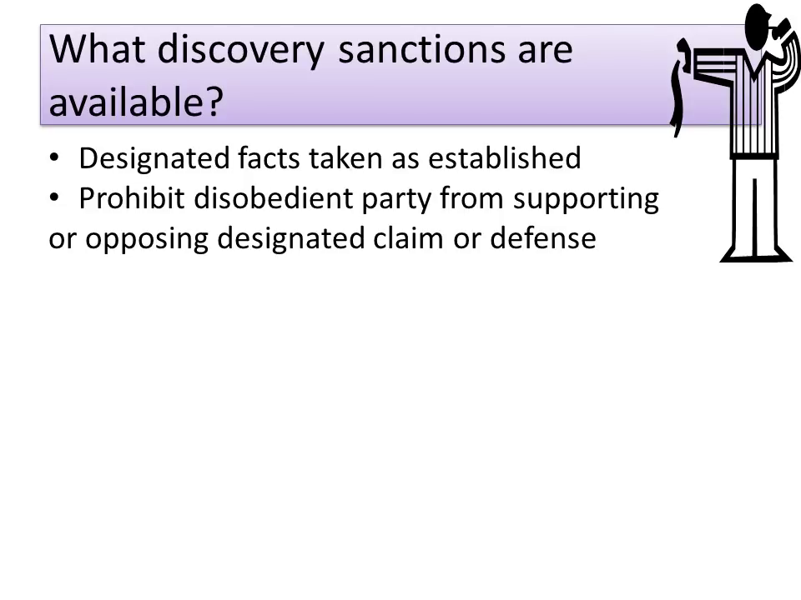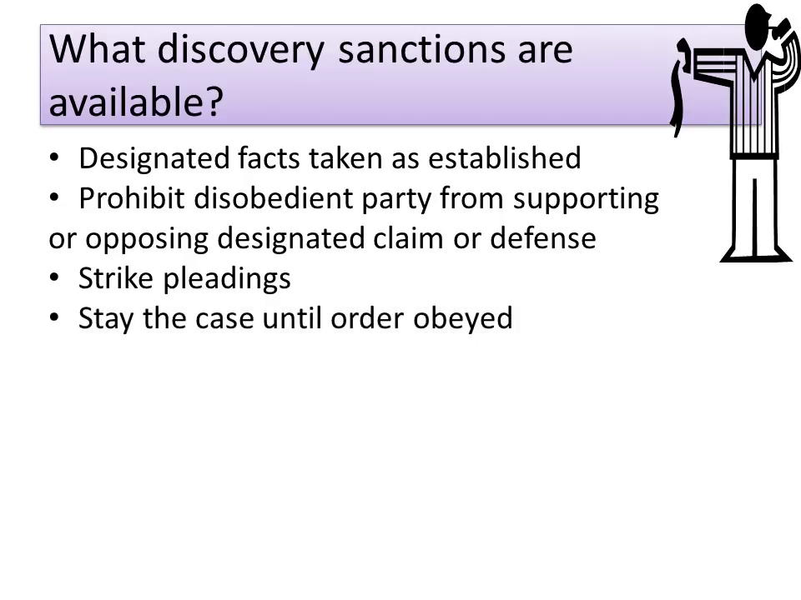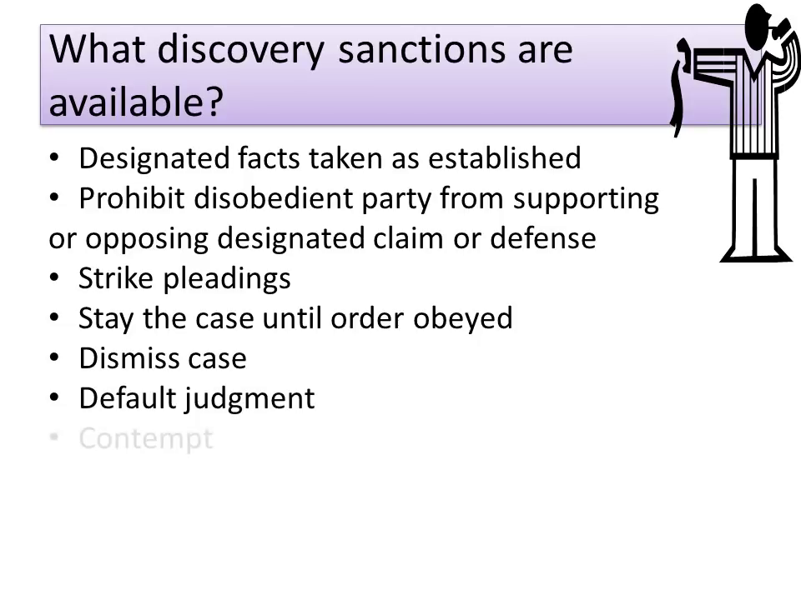And same idea here, that the disobedient party doesn't get to support or oppose a designated claim or defense because they haven't been forthcoming with the information about that claim or defense. So we might strike their pleadings that are relevant to that. Sometimes the court might say, we're just going to stop this until you obey the order, or in a very egregious circumstance might actually dismiss the case or enter a default judgment against a defendant, or in really extreme circumstances might hold someone in contempt for failure to comply.